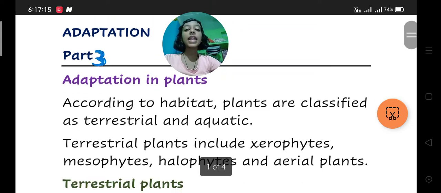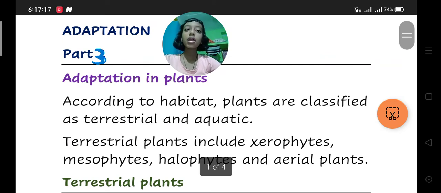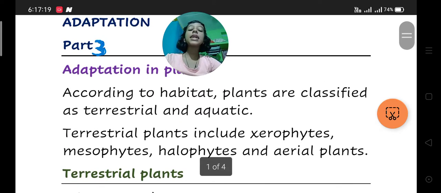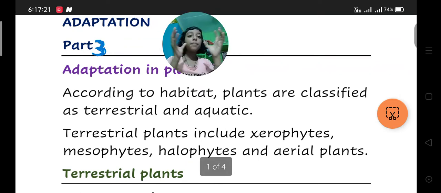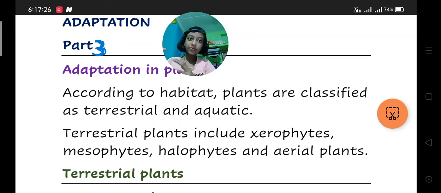We are learning adaptation in plants. Now, we have learned that according to the habitats, we are learning about the plants. How do the plants adapt to their surroundings? And according to the habitat, now what is habitat? The dwelling place of a plant or an animal is known as its habitat. Now we are learning about plants, so we will take plants' habitat.